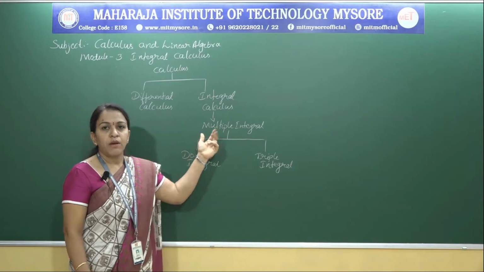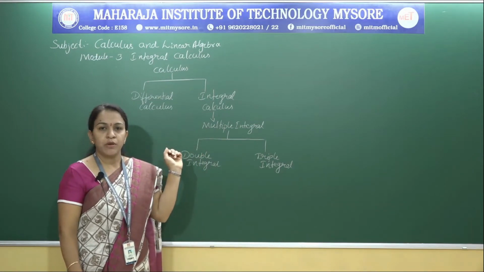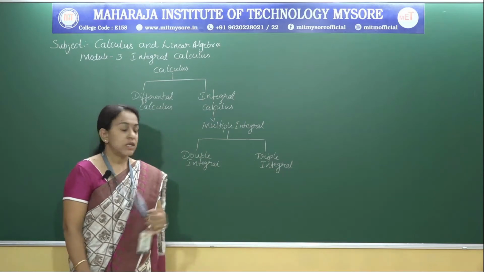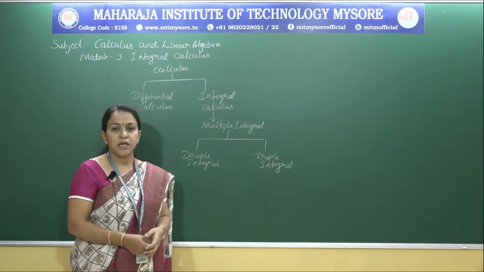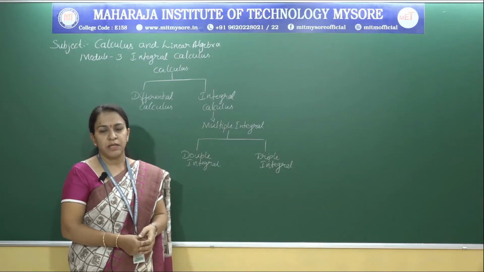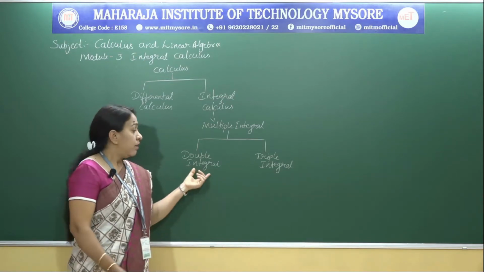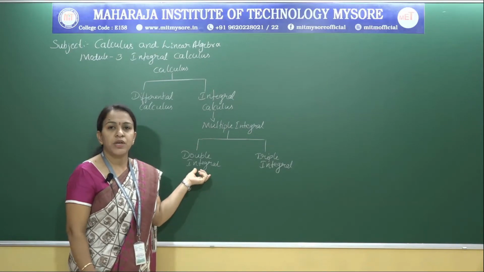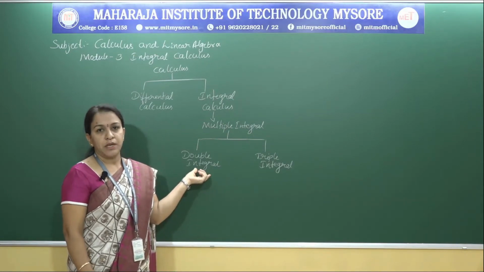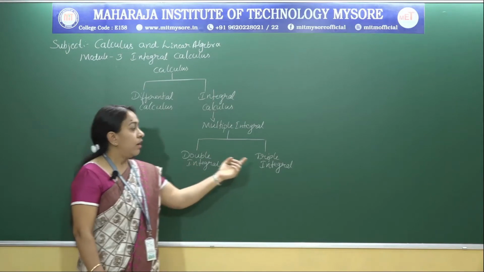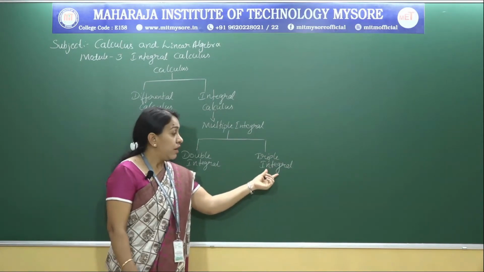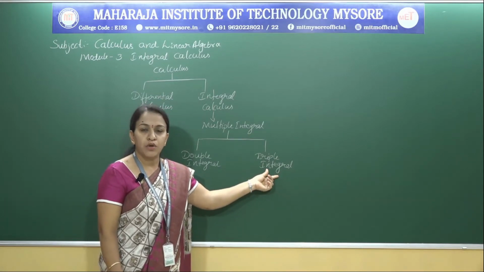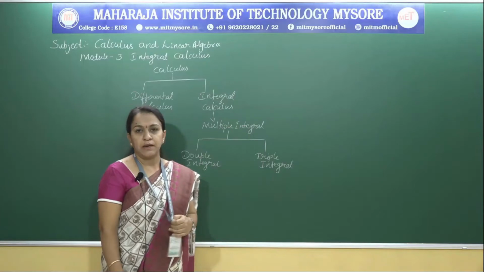That may be two variables or that may be three variables. Okay. So for our syllabus, we have two variables and three variables. That is a double and triple integral. Then what are double and triple integrals? The integrals of functions of two variables over a region or square are known as a double integral, and also integrals of functions of three variables over a region or cube are known as a triple integral.